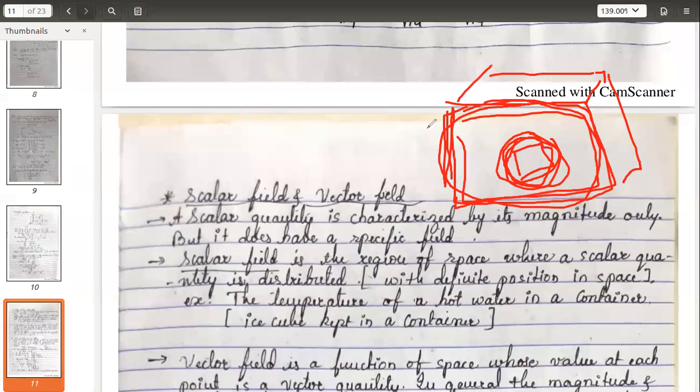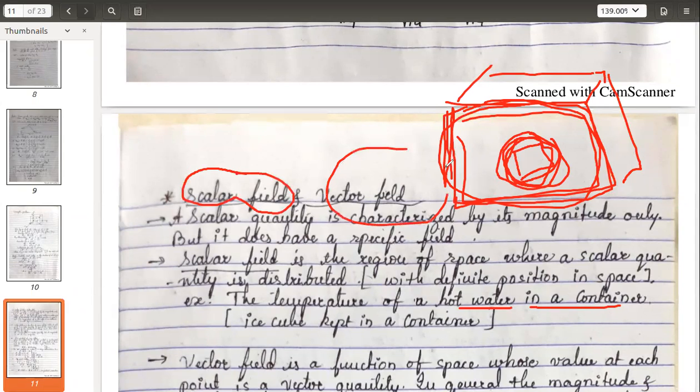So temperature is a scalar quantity, and its distribution in a specific field is what we call a scalar field. One more example is the temperature of hot water in a container. Again, if you pour hot water, the temperature on the surface, in the middle, or at the bottom is different due to the molecular structure. And one more is an ice cube kept in a container. This is about the scalar field.